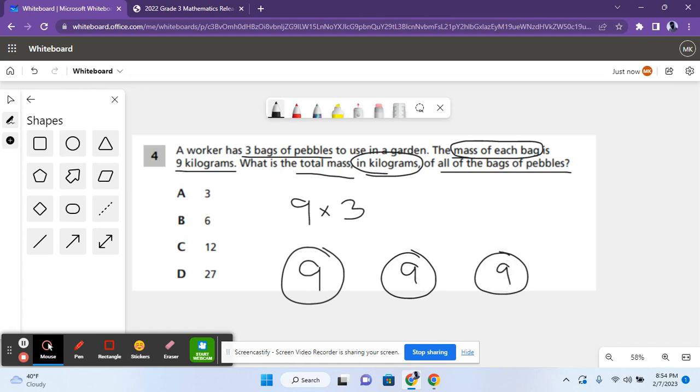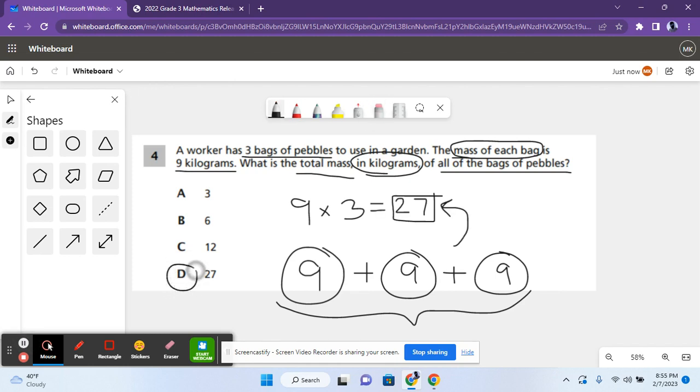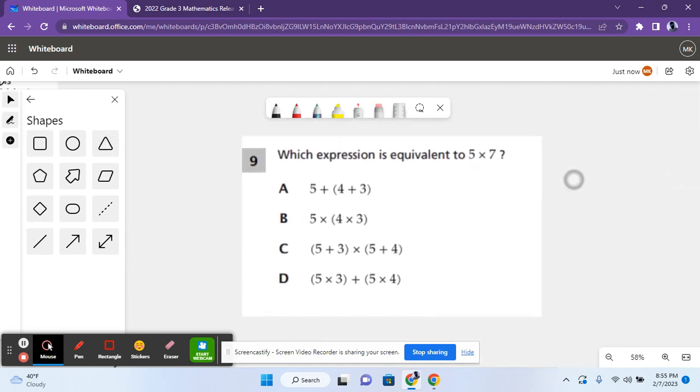And to find the total number of kilograms, you need to add all of the bags. 9 plus 9 plus 9. That's also equal to 9 times 3. And if you know your multiplication tables, you'll know that 9 times 3 is equal to 27, which means that answer choice D is our answer. So let's move on to the last problem.